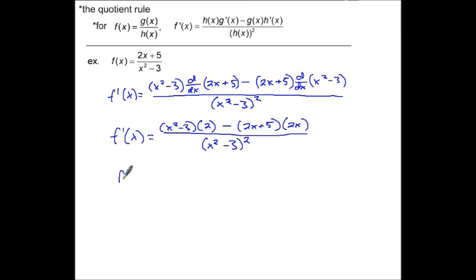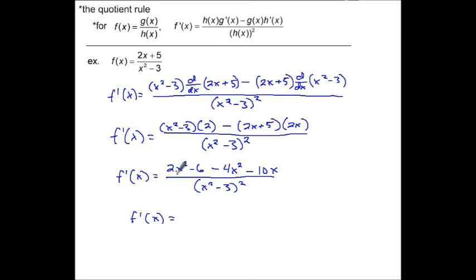Alright, that being said, let's continue cleaning up our numerator. Distributing my 2 right here gives me a 2x squared minus 6 minus, and pardon me, I'm going to distribute the negative sign as I distribute the 2 just to save us a little time here. That'll be a 4x squared, and that'll be a minus 10x. Still over my quantity squared in the denominator. And here we go. Last step, I've got a 2x squared minus 4x squared, so I've got myself a minus 2x squared, a minus 10x, and then a minus 6, all over my x squared minus 3 quantity squared.